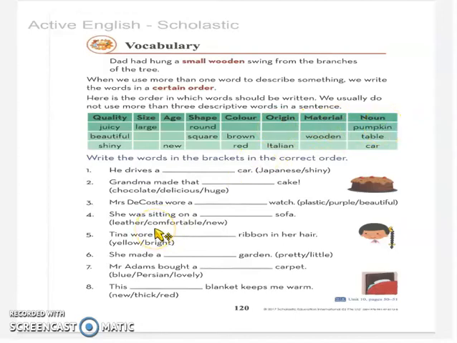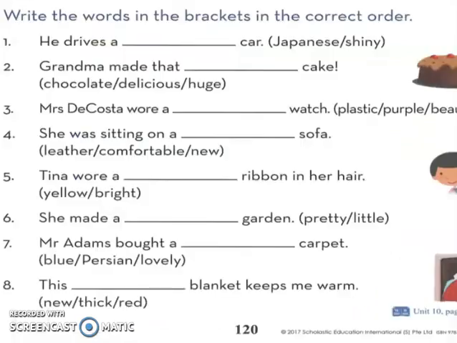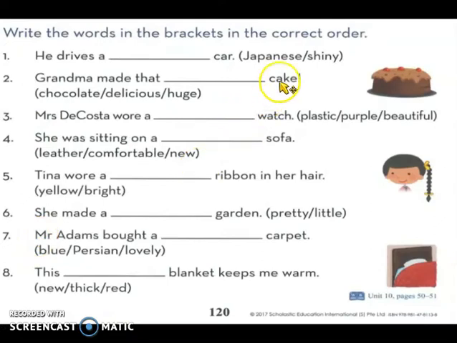Here we will answer the question together. So, here we have the question. Write the words in the brackets in the correct order. So, these are adjectives and different types of adjectives. And we have to write them in the correct order, the order that we memorized. Okay?